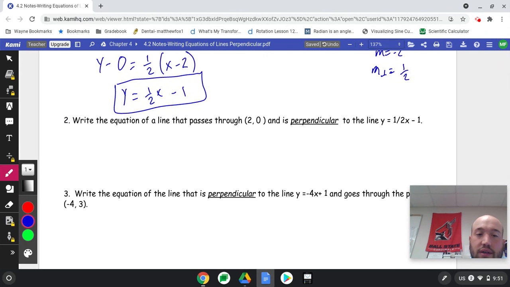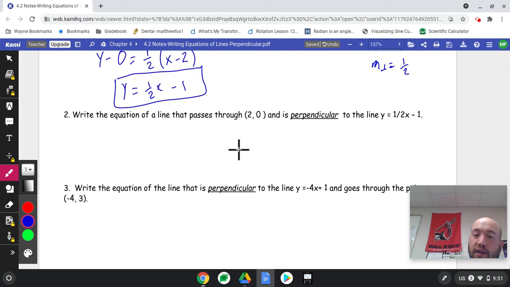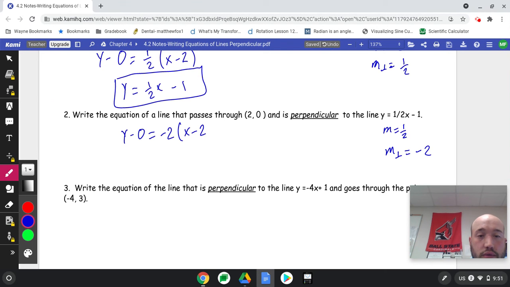So on to the next one. Same exact point, perpendicular, this time a different line though. So once again, the initial slope is 1/2. If we were supposed to find the parallel one, it'd be the same thing, 1/2. But we're finding perpendicular, so opposite reciprocal becomes -2. Once again, y minus 0 equals -2 times x minus 2. And we will get y to equal -2x plus 4.